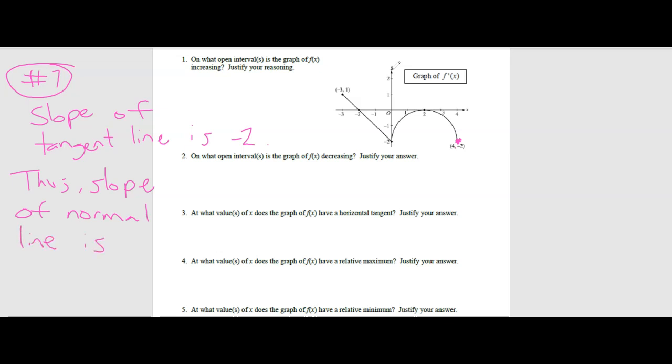So if the slope of the tangent line is -2, thus the slope of the normal line is going to be the opposite reciprocal of that, right? So if normal means perpendicular, perpendicular means opposite reciprocal. The opposite reciprocal of -2 is going to be equal to +1/2. So we didn't have to find the actual equation of the normal line, we just had to find the slope, and that slope is going to be 1/2.